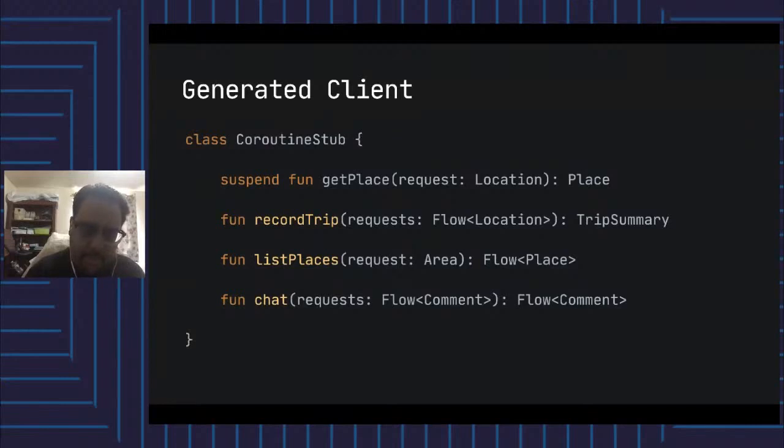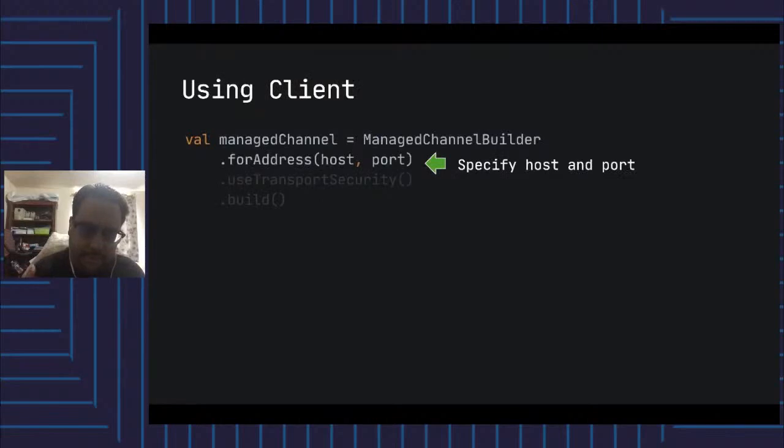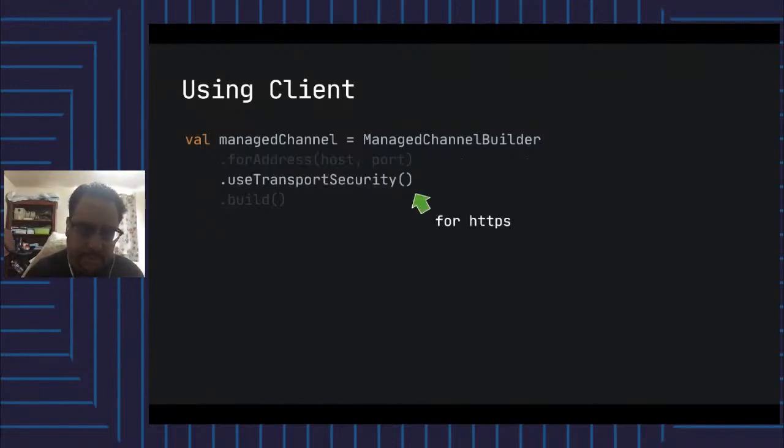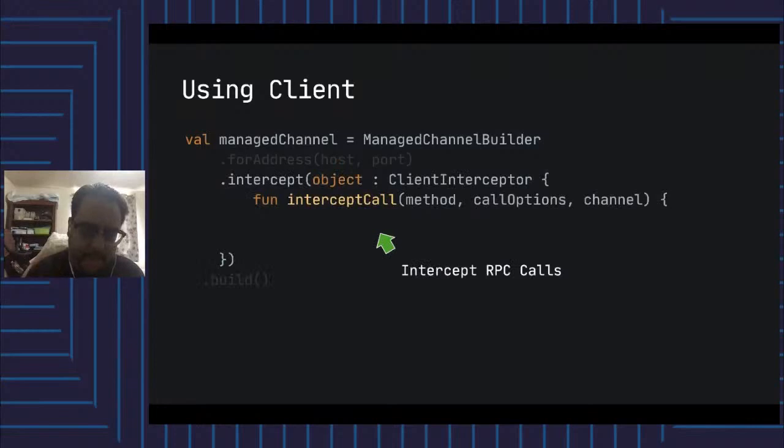So it will auto-generate code for each of these methods. And how do we utilize this? We use the generated coroutine stub. The first thing you need to do is build a channel. But keep in mind, this is not a channel like in coroutines. This is a channel concept in gRPC. They also provide an OkHttp channel builder or a Netty channel builder. Here I'm going to use the generic managed channel builder, where I specify the address of the host my server is on and what port it is on. If I'm using HTTPS, I'll use transport security, and I'll have built my managed channel object.